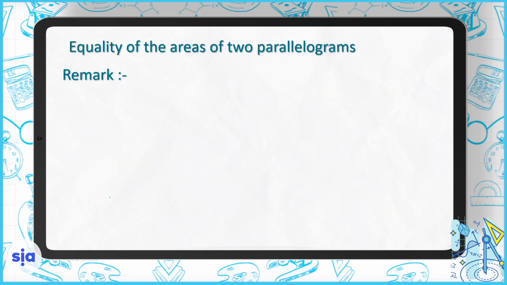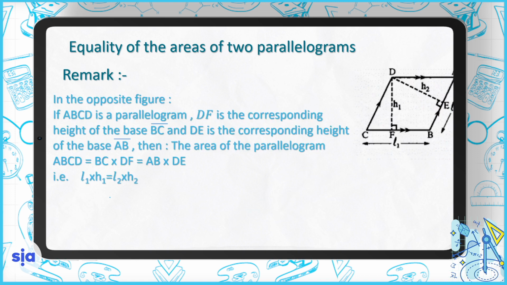Let's see this very important remark. In the opposite figure, if ABCD is a parallelogram, where DF is the corresponding height of the base BC and DE is the corresponding height of base AB, then the area of the parallelogram ABCD equals BC times DF, which is the same as AB times DE. L1 times H1 is the same as L2 times H2.